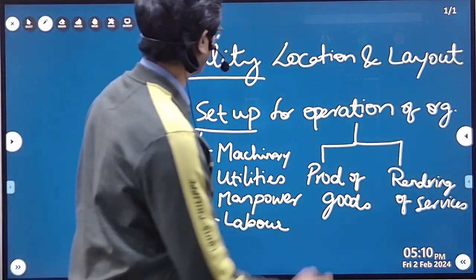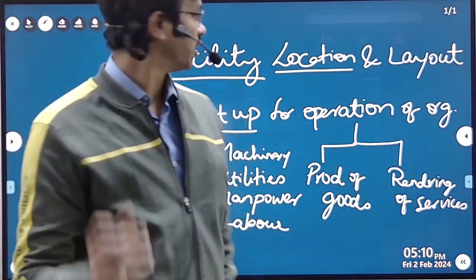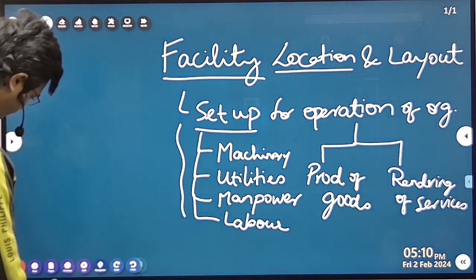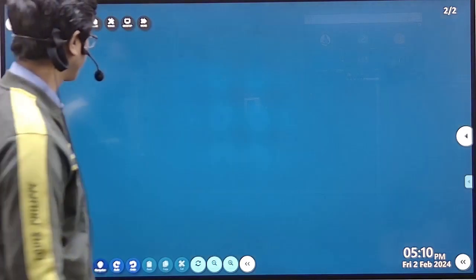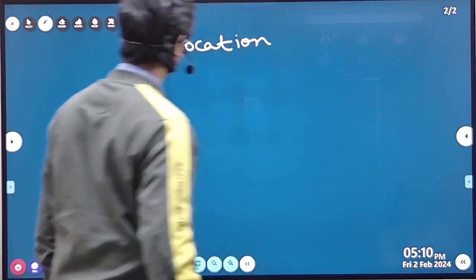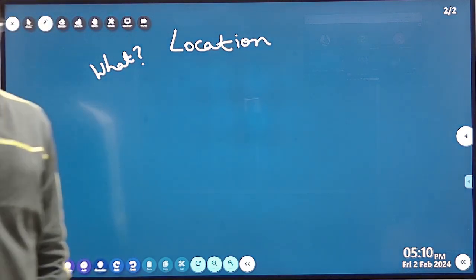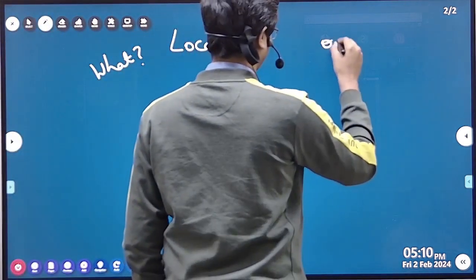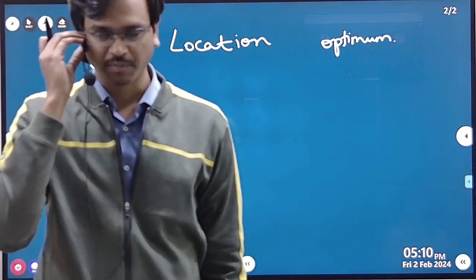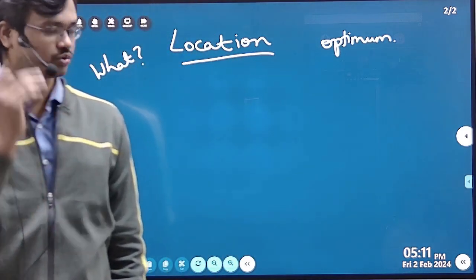Right. Now location of a facility. Location is where your factory or your setup is located. So where should it be located? Now, what are the factors we must take into consideration while choosing an optimum location? You are manufacturing some kind of goods or rendering some services. So what are the factors that you have to take into account so that you choose your optimum location?